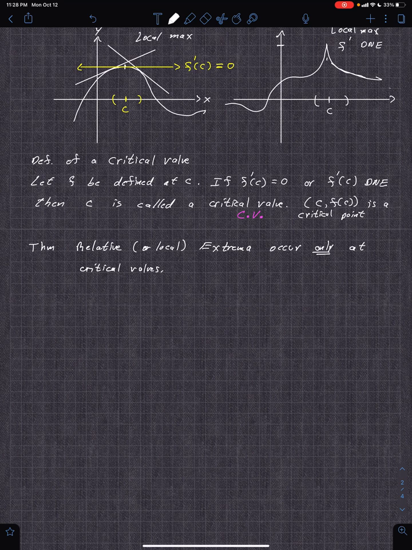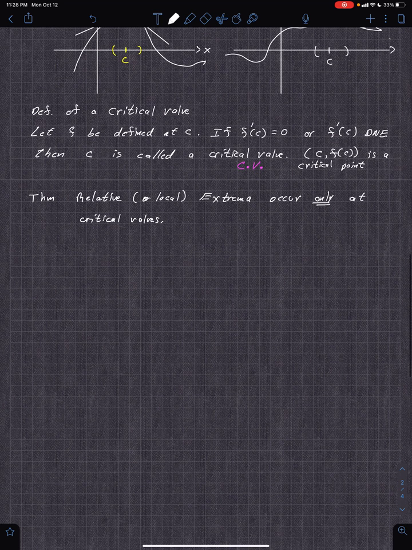So what we do is we find all the critical values of a function, and then we have tests to see if they are in fact local min or max. So that tells us where they are. It doesn't tell us how to find them.